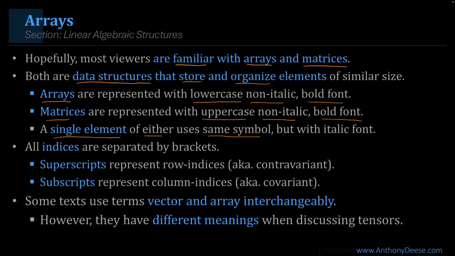but with a non-bold italic font. And we're going to show an example of that in a second. All indices are separated by brackets. Superscripts represent row indices, and those are called contravariant indices. We'll talk more about that in a second. Subscripts represent column indices, and we're going to later call those covariant indices. Some texts, and this goes back to some of the confusion about what a tensor is, use the terms vector and array interchangeably. However, when we're talking about tensors, those two have very different meanings.